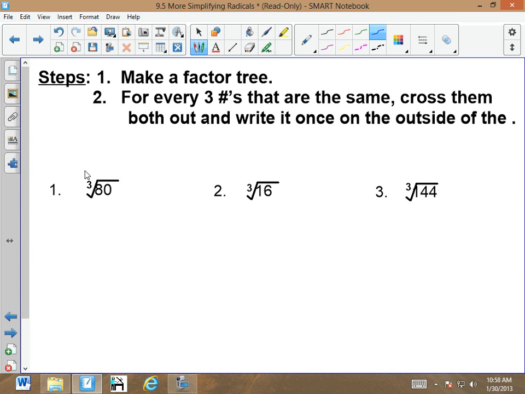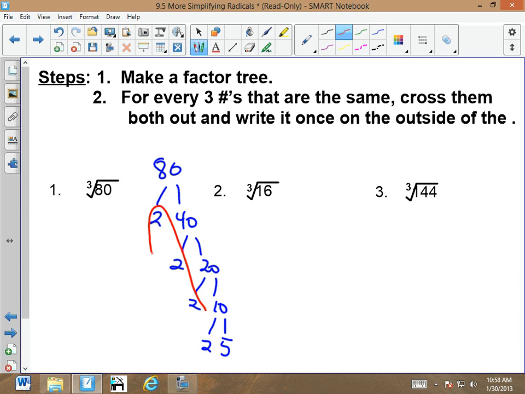So here we go. I have my 80, 2 and 40, 2 and 20, 2 and 10, 2 and 5. Now, how many are we looking for to move out? How many are we going to need to get to move out? We're going to need to get 3s. Right here are 3 2s.